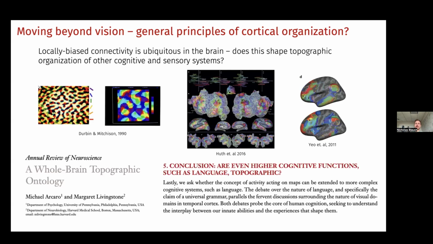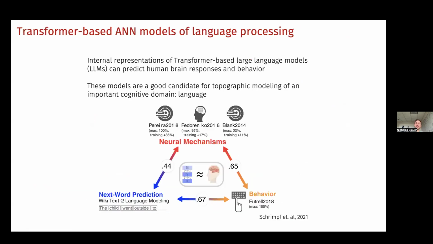Recently, there was this great review focusing mostly on vision, but asking big questions, by Arcaro and Livingstone. And one of their concluding questions was, are even higher cognitive functions such as language topographic? So we were excited to see this because we had already been working on this question. So we know that we've got the tools to ask these questions for language.